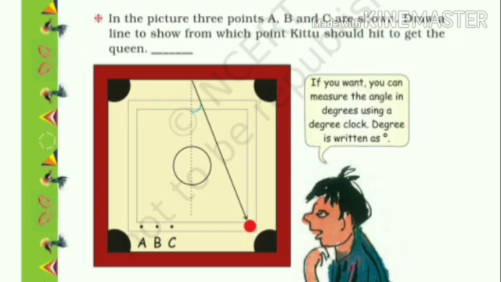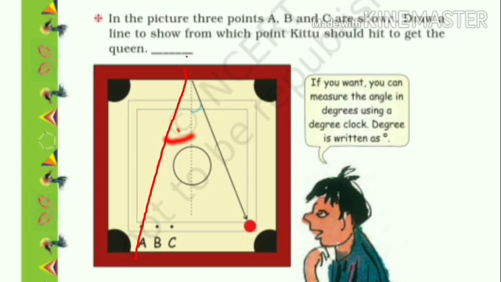So the third is point A. Yes, now if I have drawn the line, these are making the same angles, if you can see, and it's making a circle also over here. So this is the same angle. So from point A, the Kittu can get the striker back. If you want, you can measure the angle in degrees using a degree clock also, and degree clock is mentioned as the dot above the number.